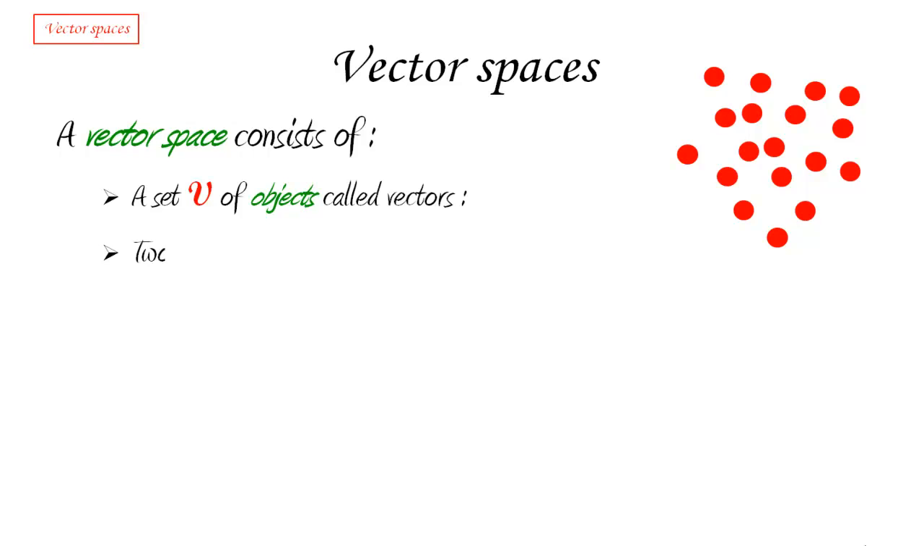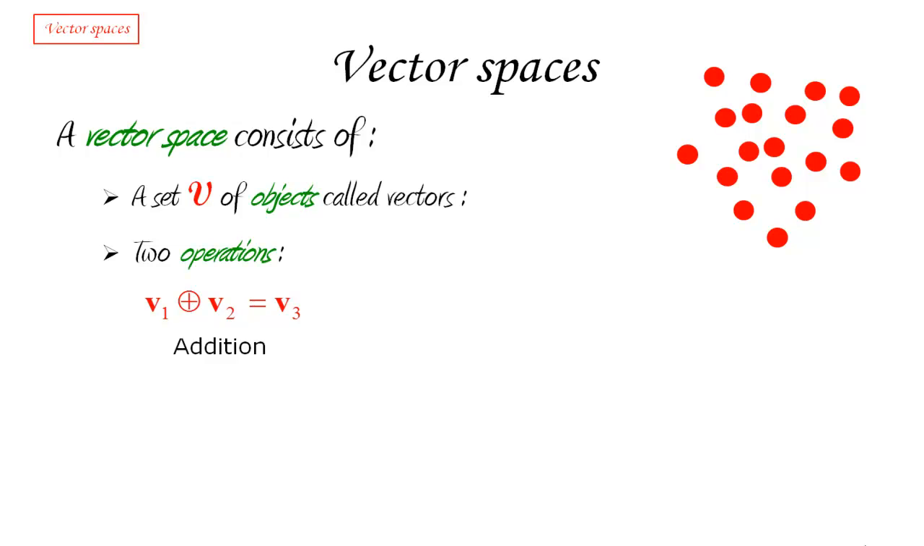Then we're going to need two operations that are going to link these objects. What are these two operations? The first operation is an operation that will take two of these objects, say an object v1 and an object v2, and change them into a third object v3. Not necessarily different from either one of the first two, but just another one. It can be different. We're going to call this operation an addition, even though it does not have to be an addition in the usual sense.